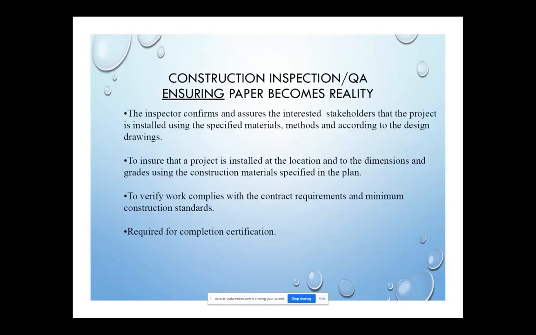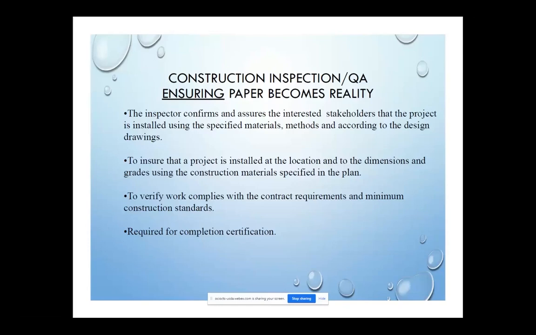So the inspector confirms and assures that the project is installed according to the specified materials, and that a project is installed to the locations, dimensions, and grades using the construction materials specified in the plan. The inspector also verifies the work complies with the requirements and minimum construction standards. And it's required for a completion certificate.